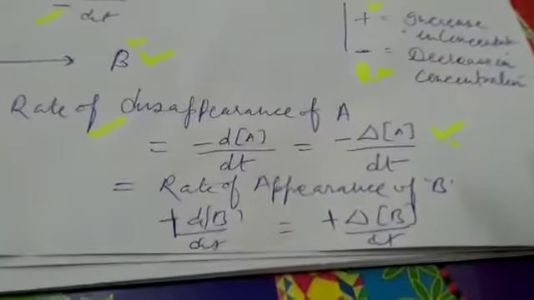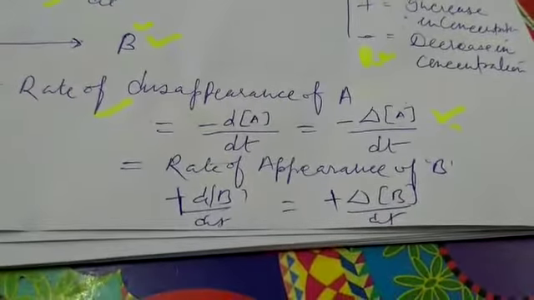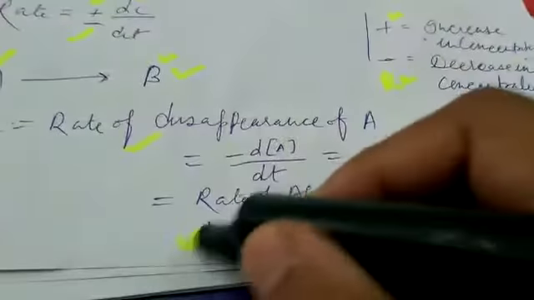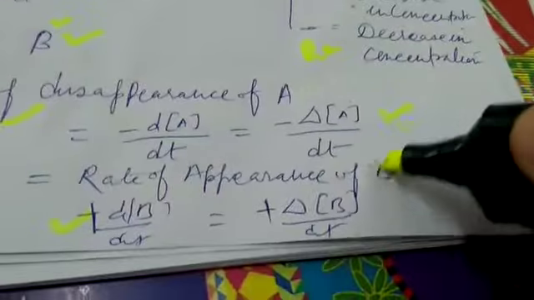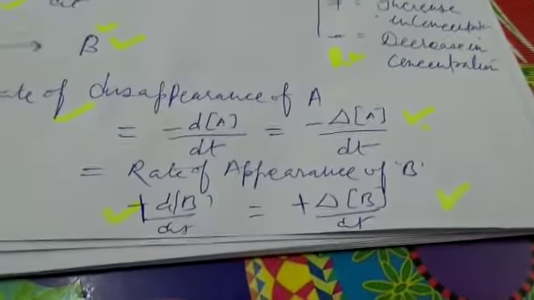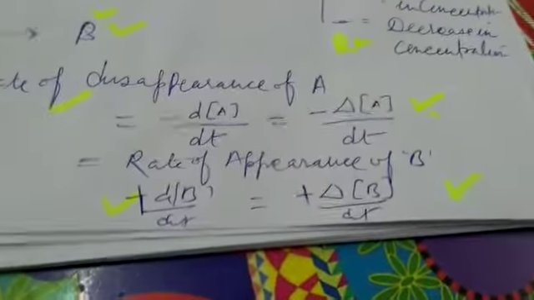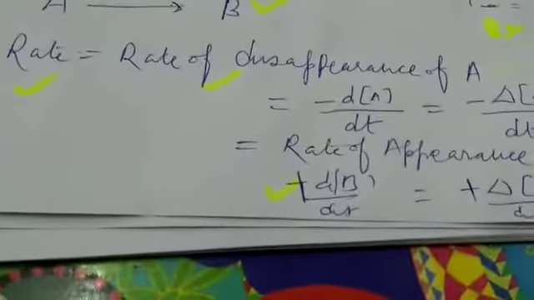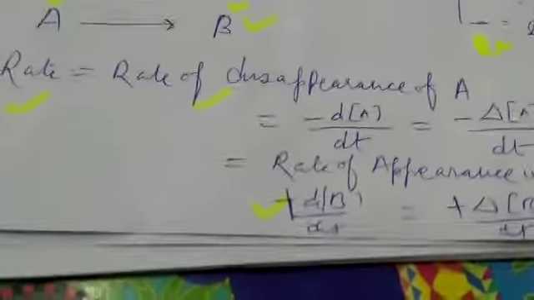Similarly, in case of the product, the rate of appearance of B can be given as dB upon dt equal to delta B upon delta T. So if we define the rate of reaction using delta, then it is the average rate of reaction, and if we define the rate of reaction using d, it means it is the instantaneous rate of reaction.